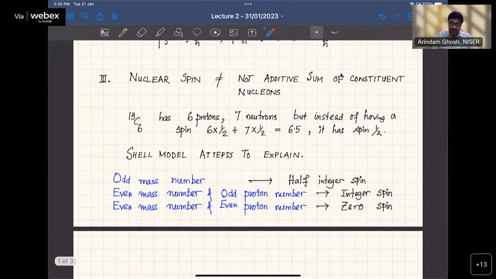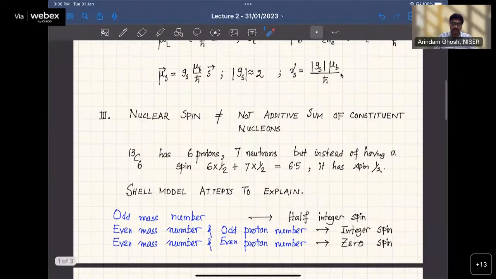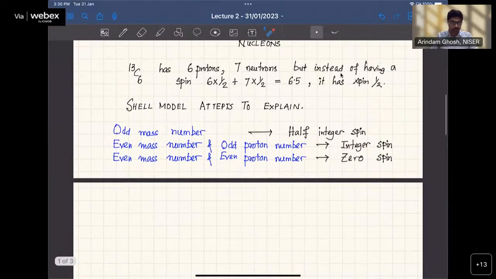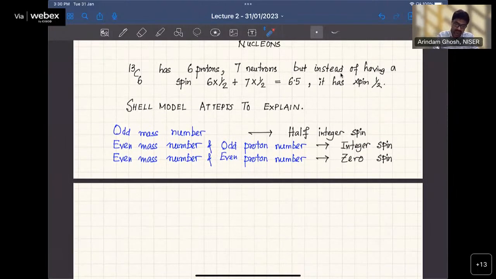So if you have a nuclear spin, then we should have two things. First of all, as you know, for any spin you should have a magnetic moment. So you should have a nuclear magnetic moment as well. And NMR is all about the nuclear magnetic moment. So let's start from there.